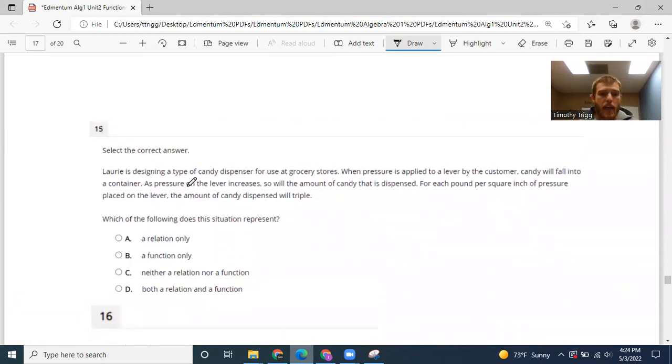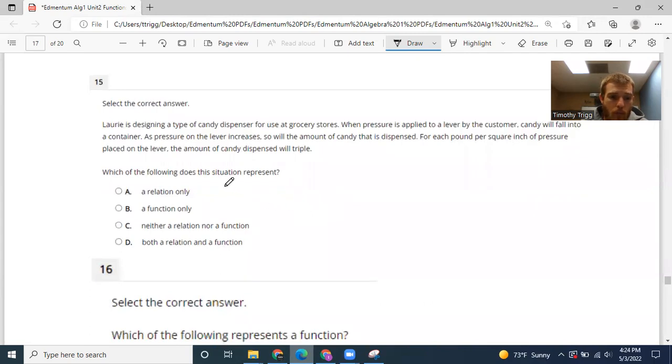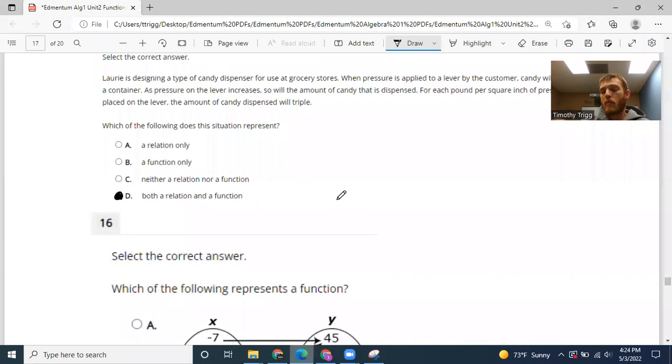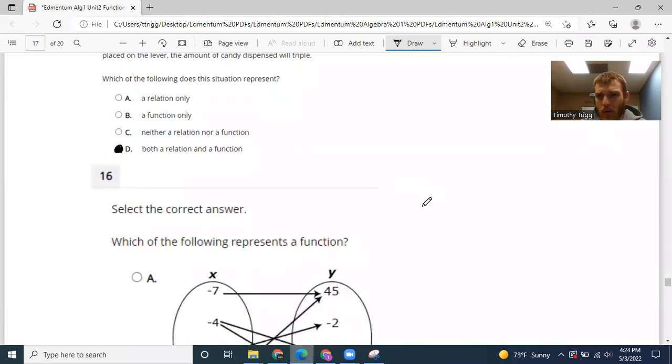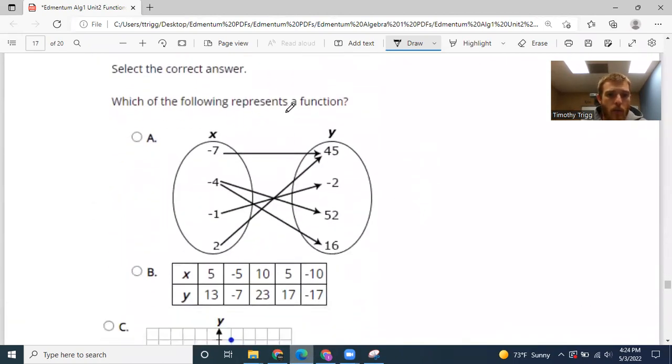Lori is designing a type of candy dispenser for use at grocery stores. When pressure is applied to the lever by the customer, candy will fall into a container. As pressure on the lever increases, so will the amount of candy that is dispensed. For each pound per square inch of pressure placed on the lever, the amount of candy dispensed will triple. This is both a relation and a function, because the amount of pressure you put doesn't repeat and it produces a certain amount of candy. It's kind of a weird question. I really like it.